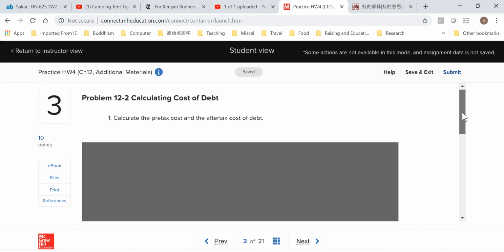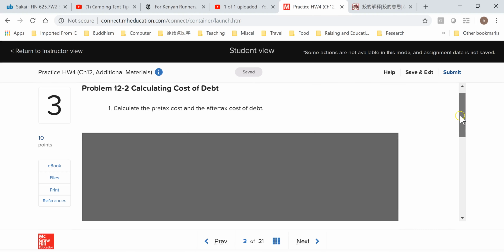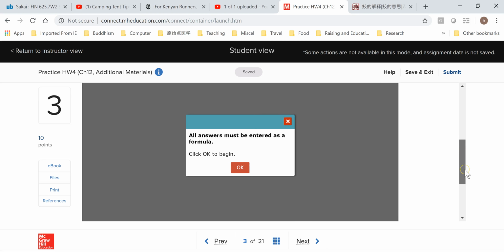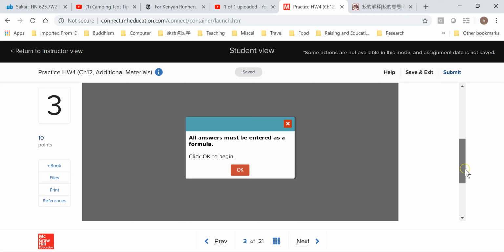This is question number 3 of practice homework 4, problem 12-2. This is actually the same question as question number 2 of this practice homework, but this question requires you to use Excel to solve the same question.